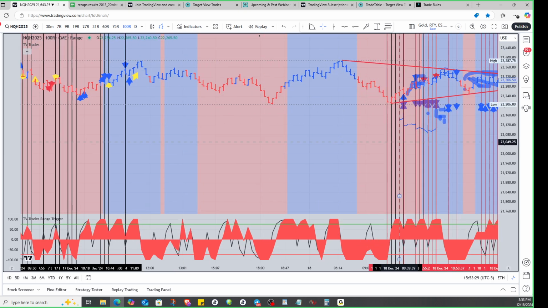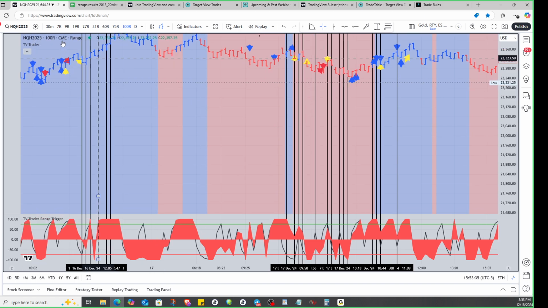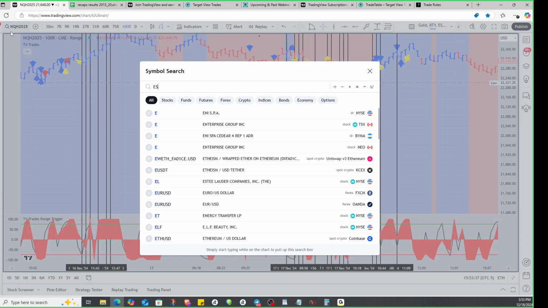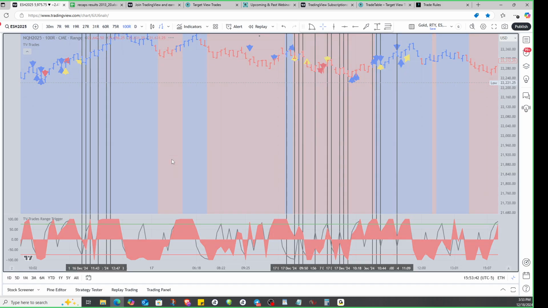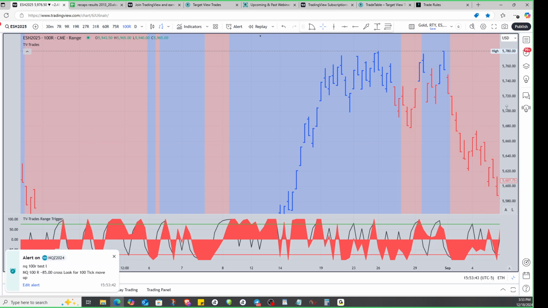Right, and you see, you can do it on whatever time frame you want. For the ES, yeah, it works with the ES. If we change this to an ES, yes, and remember we're on the H contract now, guys. We're on the H contract.